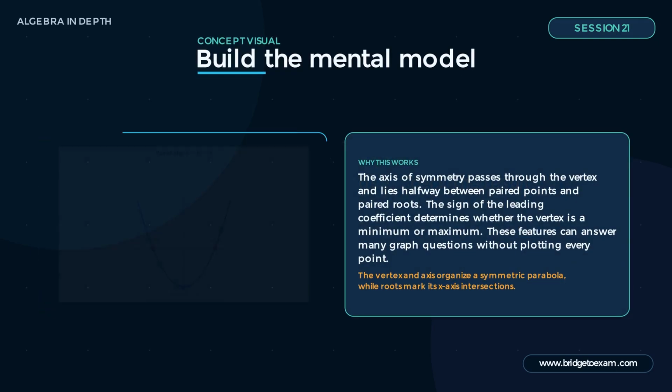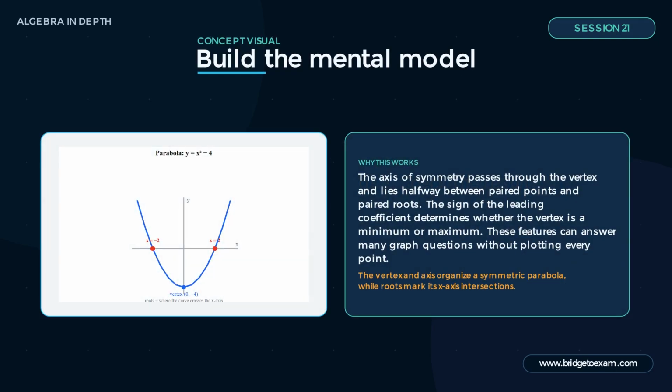The visual gives us the central idea. The axis of symmetry passes through the vertex and lies halfway between paired points and paired roots. The sign of the leading coefficient determines whether the vertex is a minimum or maximum. These features can answer many graph questions without plotting every point.